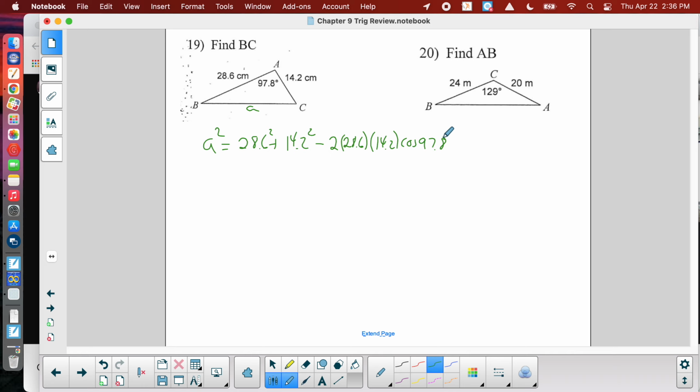That got long. Okay, we put that in our calculator. 28.6 squared. Put it in carefully. And we get 1129.833.